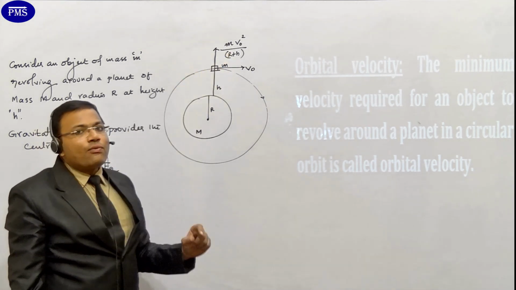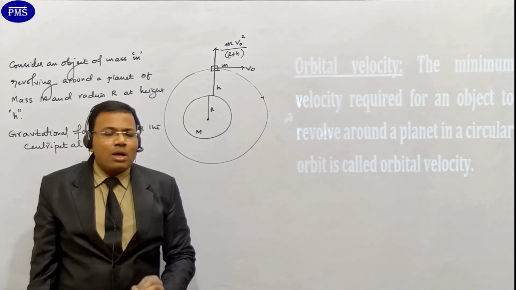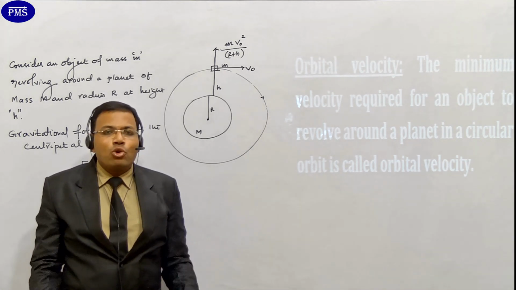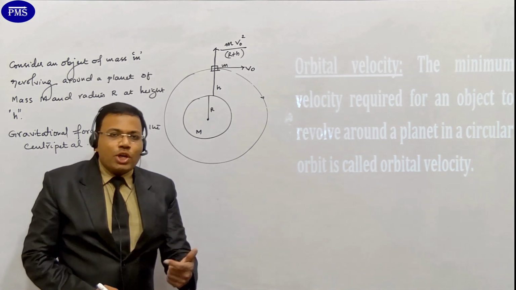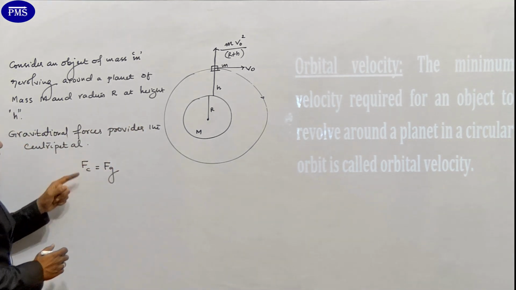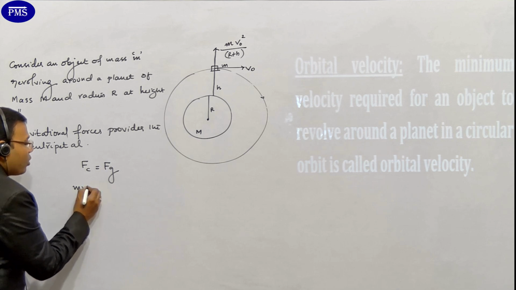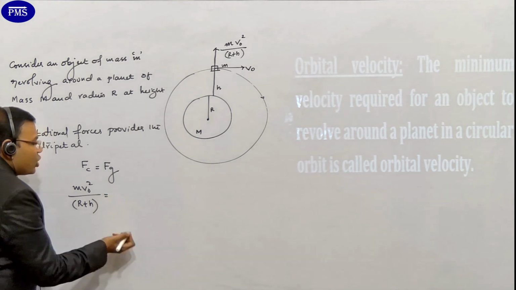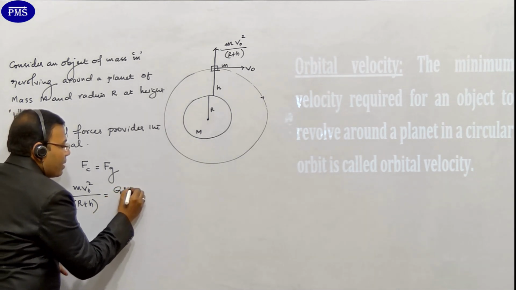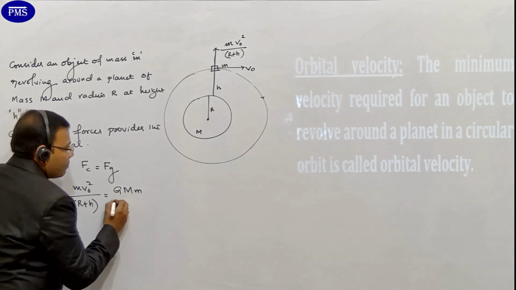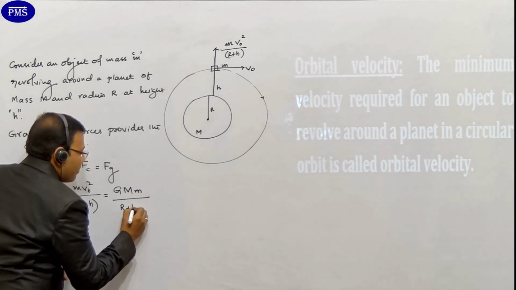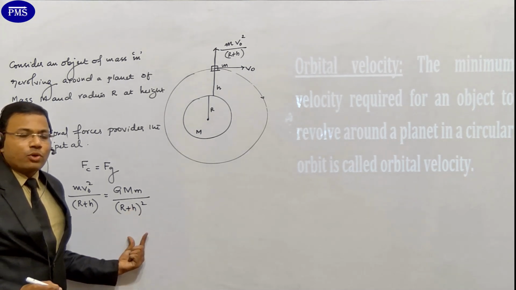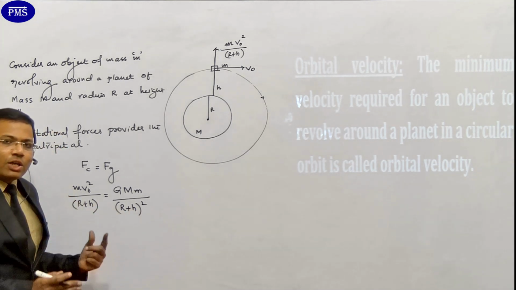So the centrifugal force is mv0 square by r plus h, but we should know that centrifugal force and centripetal force are both equal in magnitude. Therefore, in place of centripetal force, I will take mv0 square by r plus h. And the gravitational force, students, that was given by Newton, is GMm by r plus h whole square. This is the formula given by Newton. Both are equal, that's why I am equating.